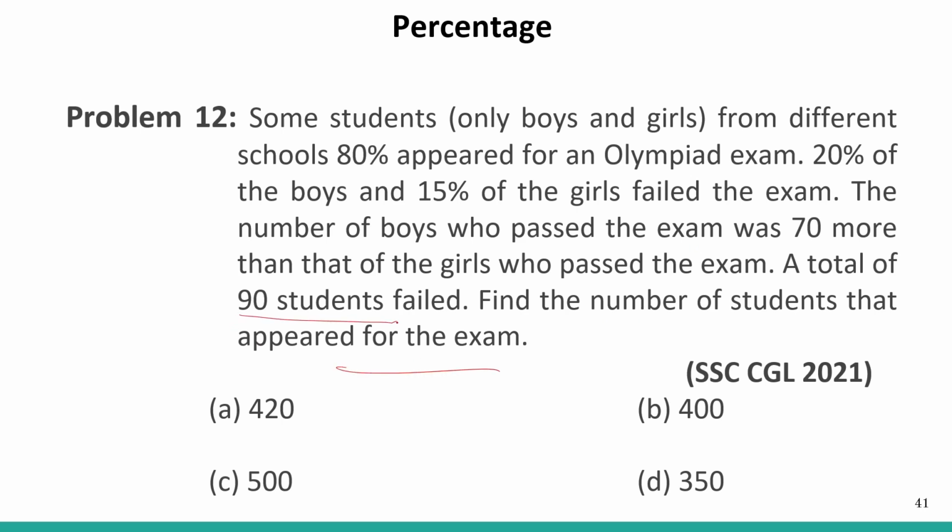90 students failed, and the number of boys who passed is 70 more than the number of girls who passed in the exam, and 20% of the boys and 15% of the girls failed in the exam. Some students, only boys and girls from different schools, 80% appeared for an Olympiad exam. It asks us to find the number of students that actually appeared for the exam.